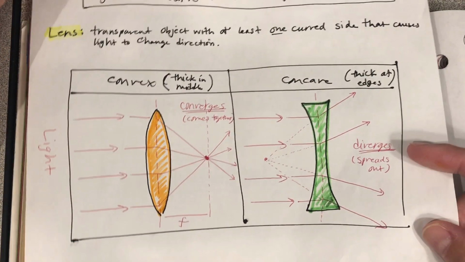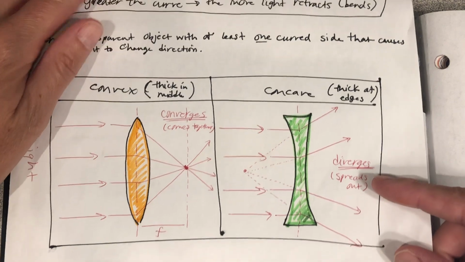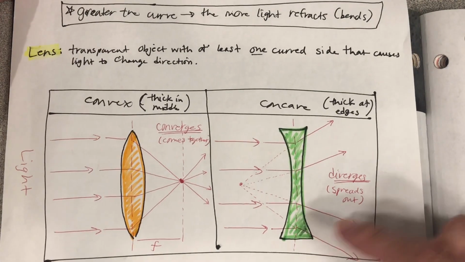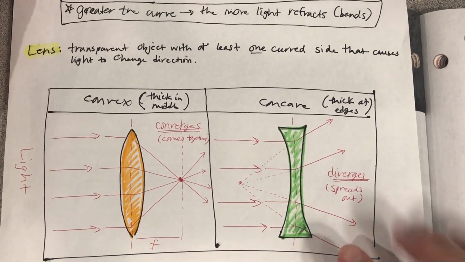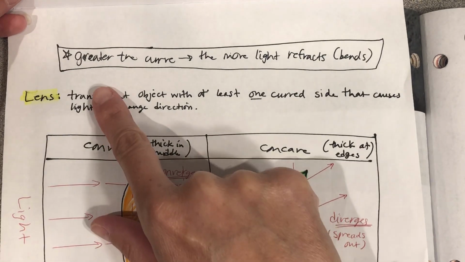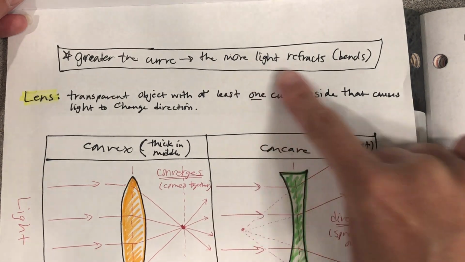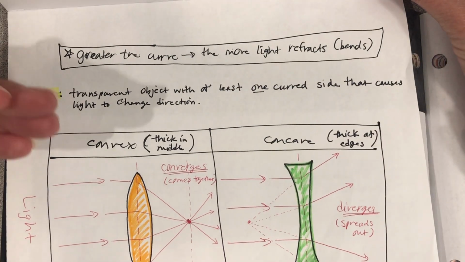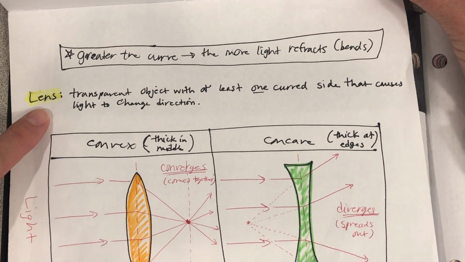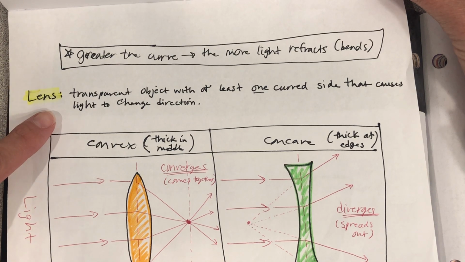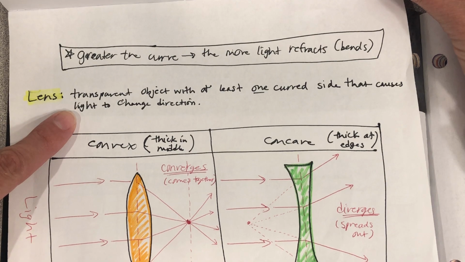What I did was take our sketch on page 116 and add the two pictures of a convex and a concave lens. We want to add in the fact that the greater the curve of the lens, the more it bends the light. Here's the definition of lens: it's a transparent object with at least one curved side that causes light to change direction.